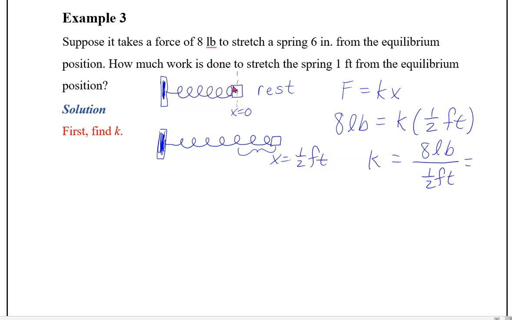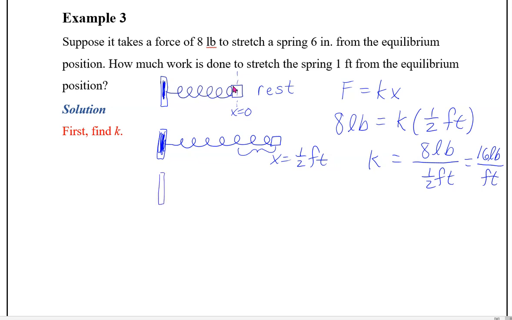This gives us a value of 16 pounds per foot. This is the spring constant K. Now let's imagine what happens for the second sentence. How much work is done to stretch the spring 1 foot from the equilibrium position?